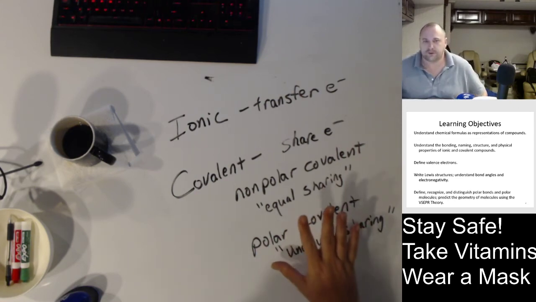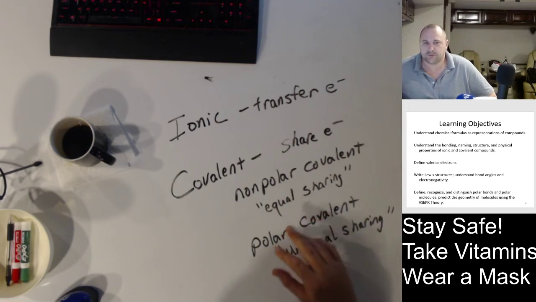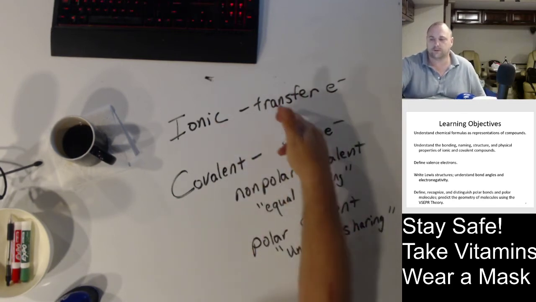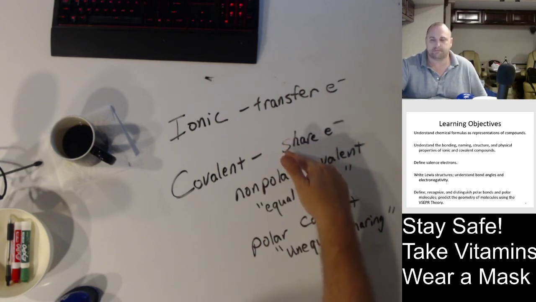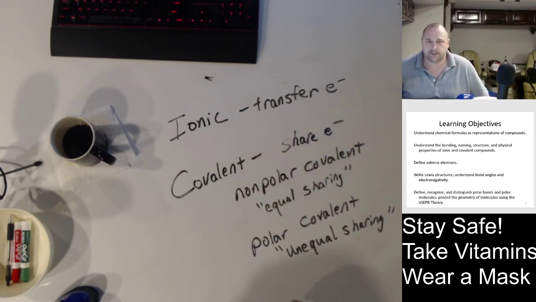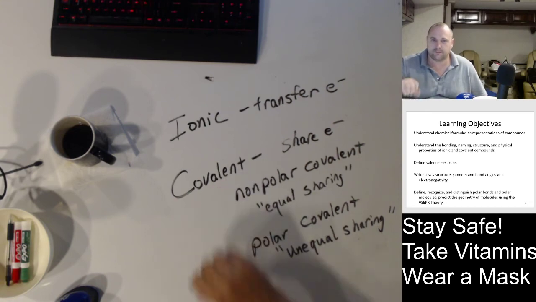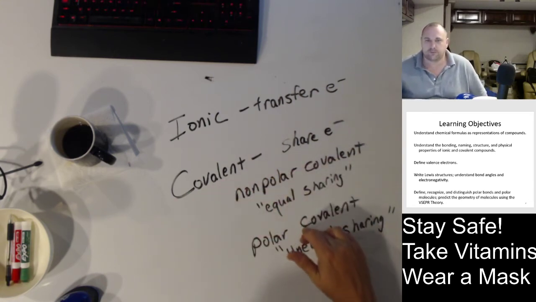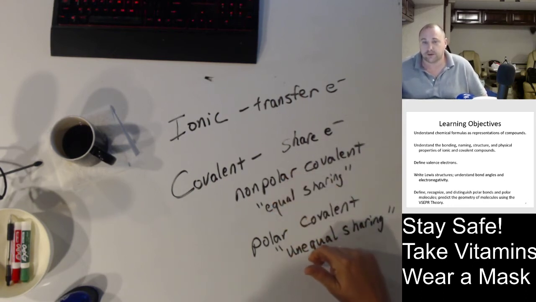Now, here's where the confusion lies. In these chapters, the books will refer to ionic versus covalent, and they're talking transfer versus sharing. And they spend a lot of time looking at that. And then later they get focused in on covalent, and they'll say covalent versus polar covalent. And so they're talking equal sharing versus unequal sharing.